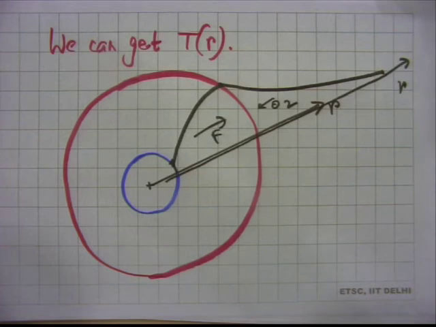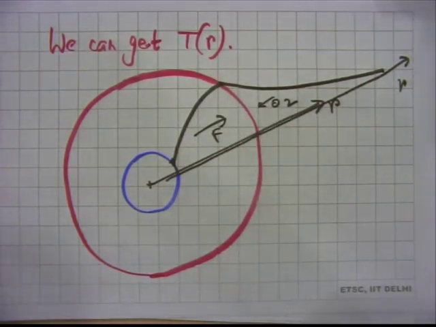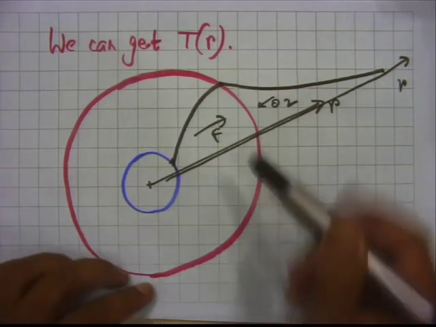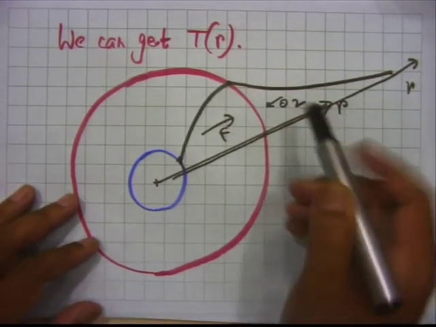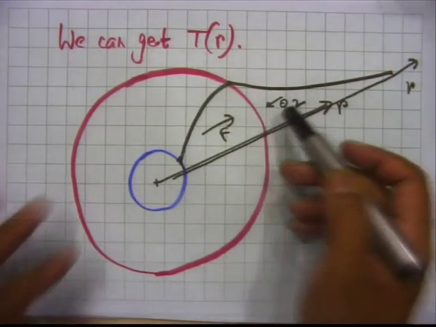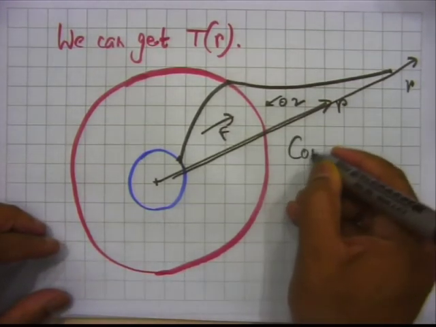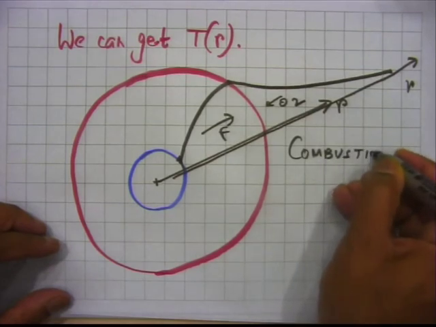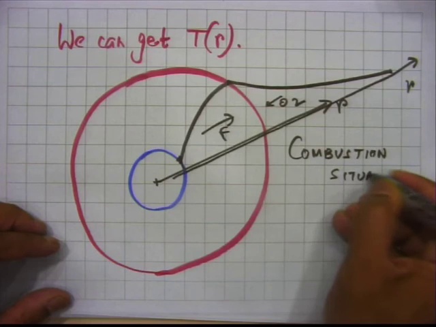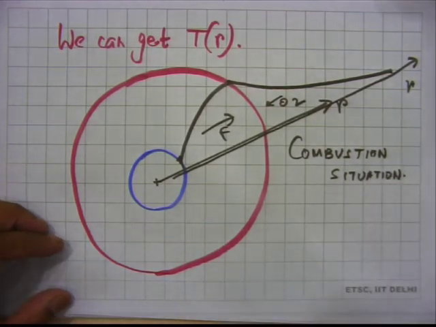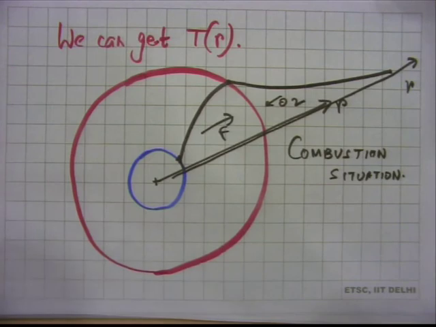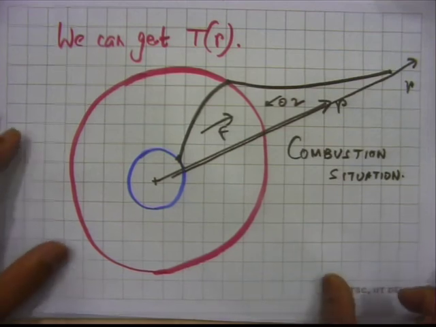If the reaction rate is very high, then this zone which I have marked with red will be thin, and otherwise this thickness will be higher. But this is a combustion situation, right? This is a combustion situation. So, this much we know from our combustion understanding, but here we are talking about droplet evaporation.